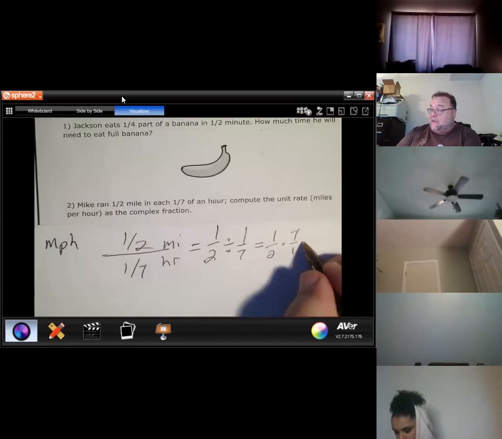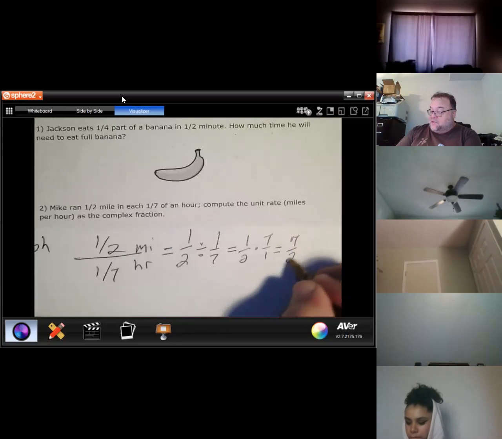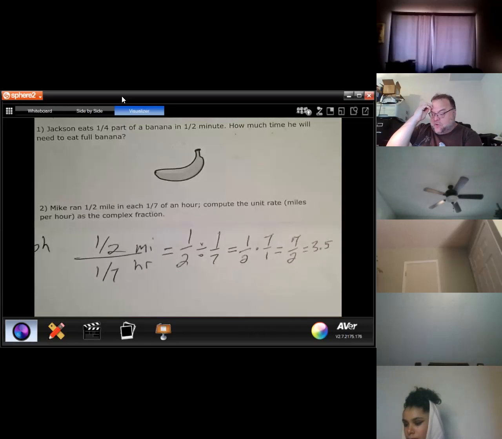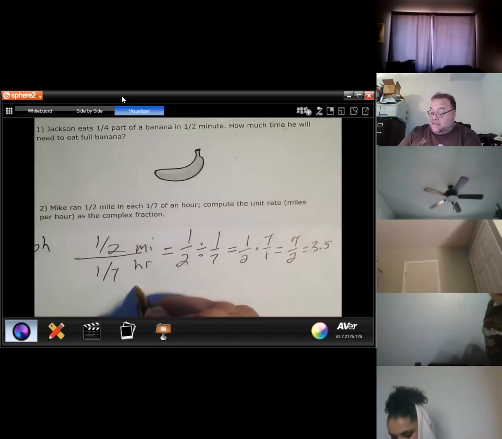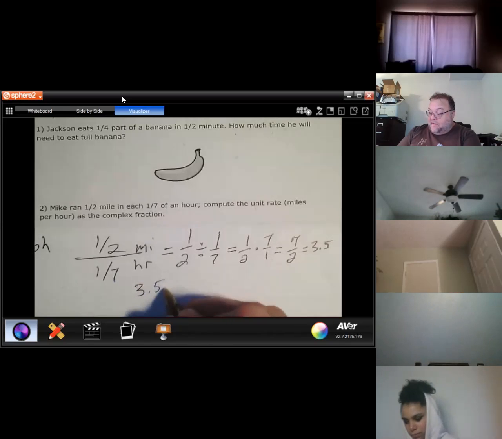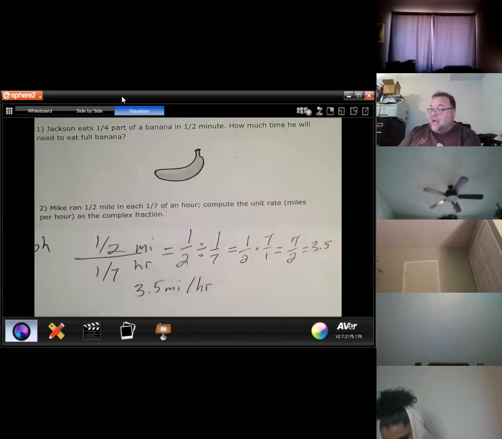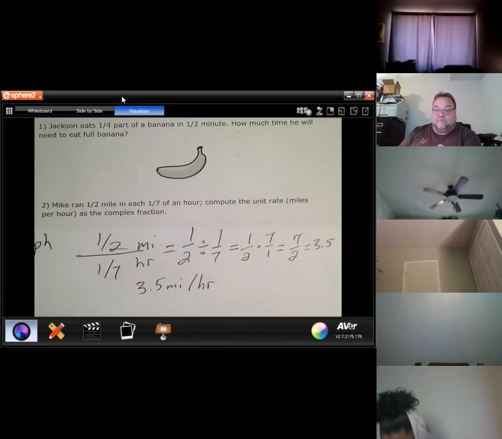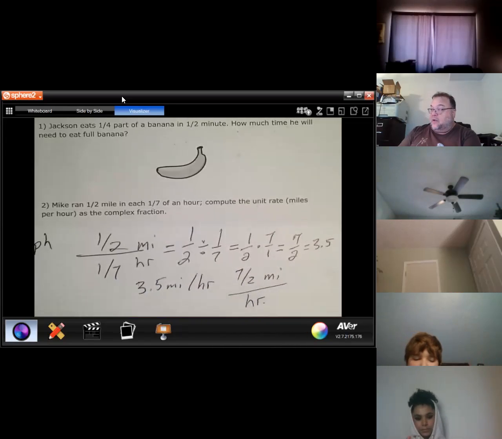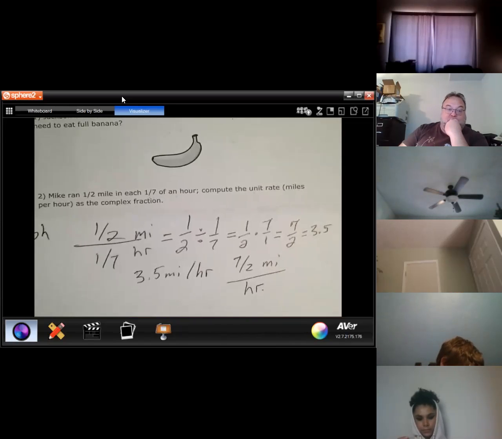And I'm going to get 7/2. Sergio was not happy with that, so he converted that to a decimal. 7/2 is okay, because you can say 3.5 miles per hour, or you could say 7/2 miles per hour. Both of those would be acceptable answers because both of those are mathematically accurate. This making sense?